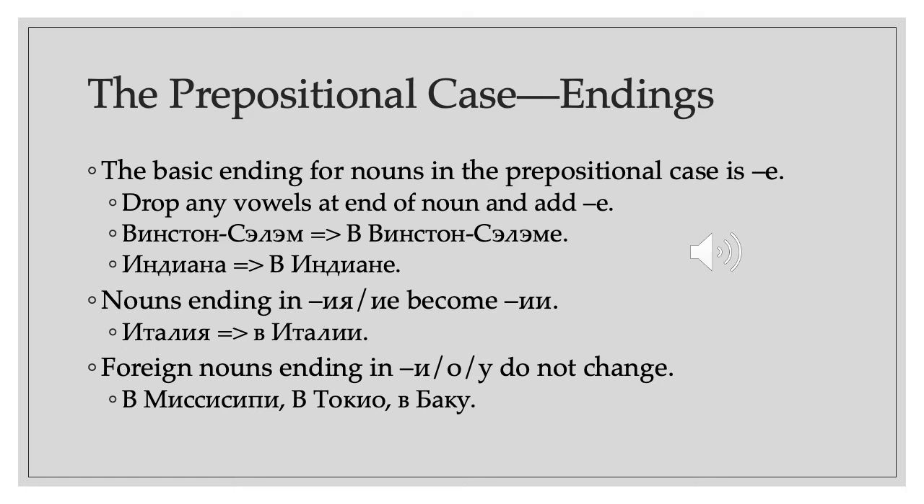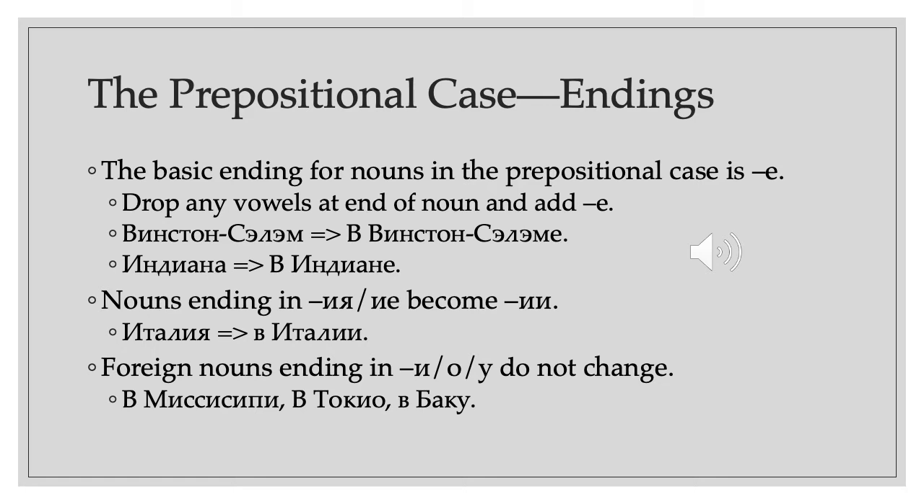However, if you have a noun that ends in ия, we're going to turn it into ии. So Italy in Russian is Италия. If we wanted to say in Italy, we would say в Италии. So that я becomes и.